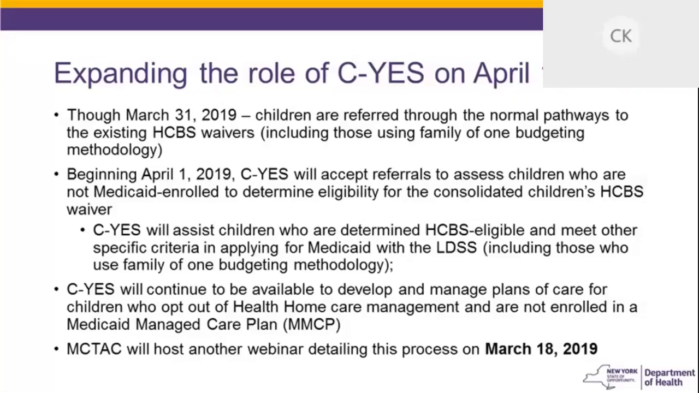So again, there's no change to any processes until April 1st, and then on April 1st, those children who are not enrolled in Medicaid can go to CES for an HCBS eligibility determination, and CES will conduct that determination and facilitate assistance with the Medicaid application. CES will continue to be available to develop and manage plans of care for children who opt out of health home care management and are not enrolled in Medicaid managed care plans. So even after April 1st, you can still opt out of health home, and CES will still be the resource that will manage the plan of care for those children. So again, the next webinar is March 18th. We look forward to speaking with you all then.